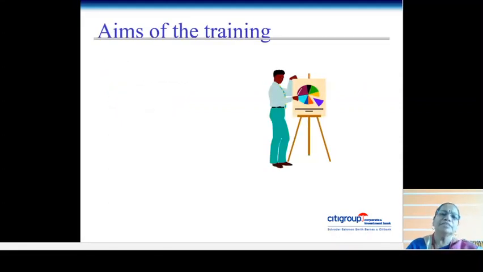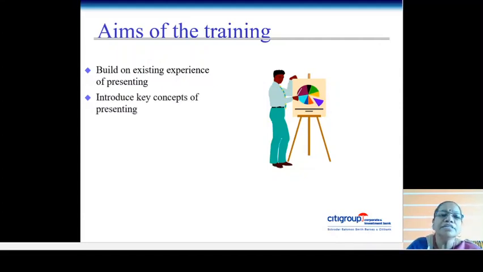The aim of this training is, first, to build on existing experience of presenting, to introduce key concepts of presenting, and to build confidence. If you have confidence, that's all. But sometimes it is quite possible that someone may suffer from an inferiority complex. So this is the main aim of this presentation skill, to build confidence.